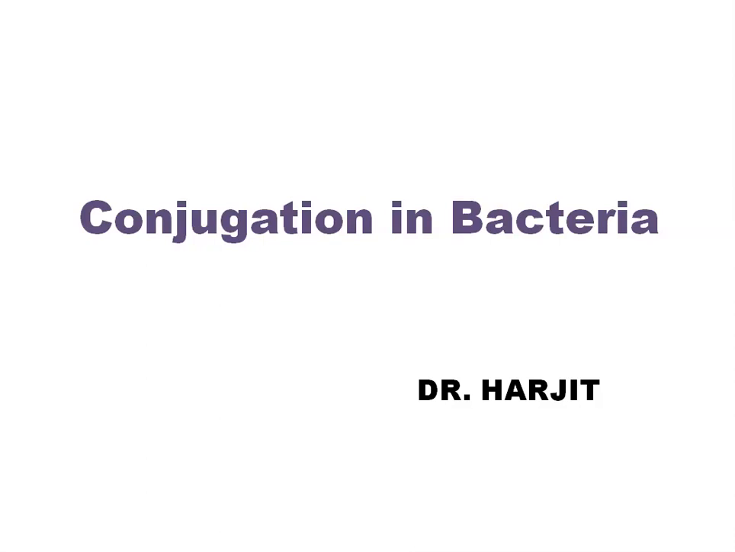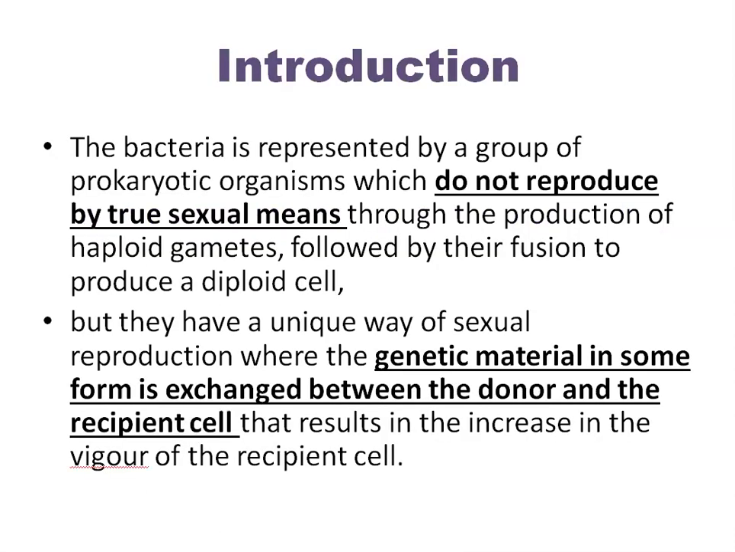Today we will discuss conjugation in bacteria. Bacteria are prokaryotic organisms which do not reproduce by true sexual means. True sexual means through the production of haploid gametes followed by their fusion to produce a diploid cell, right? But bacteria have a unique way of sexual reproduction where the genetic material in some form is exchanged between the donor and the recipient cell, right?